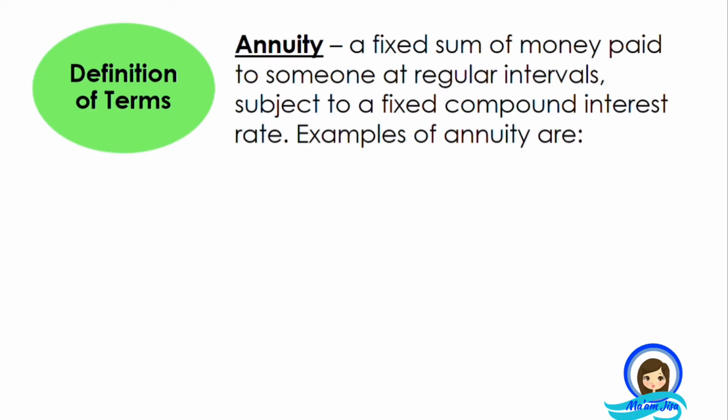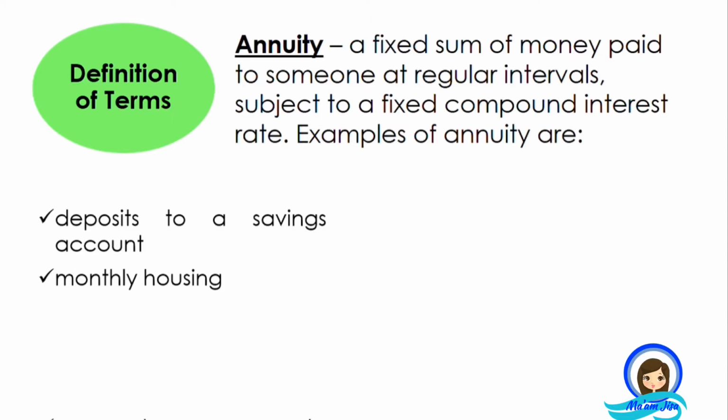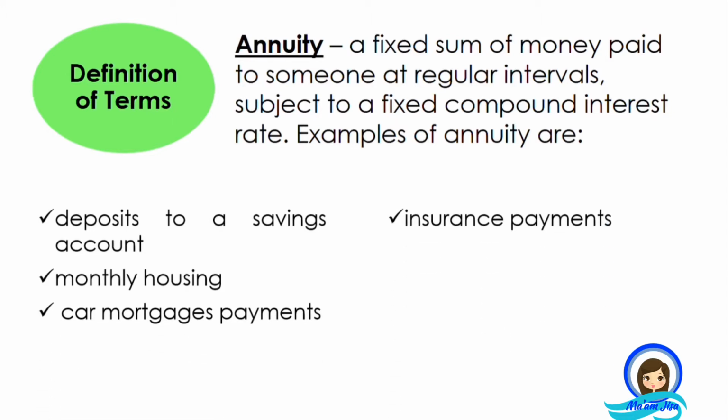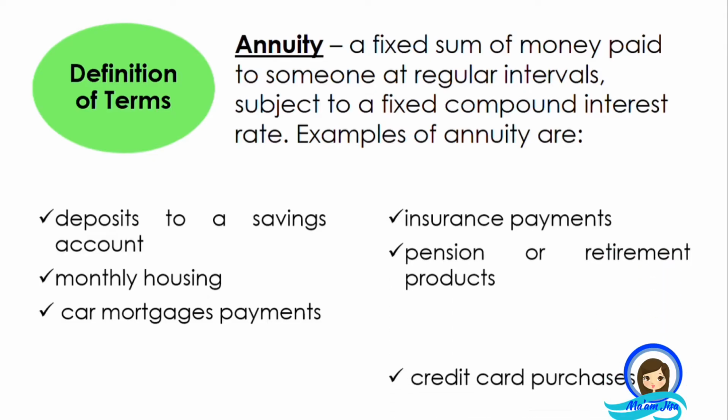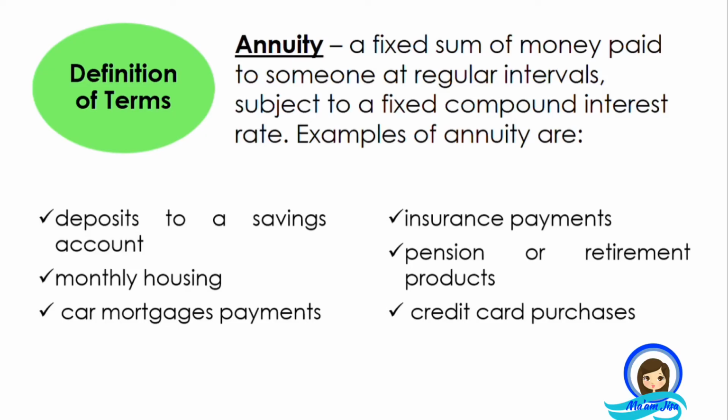Annuity. It is a fixed sum of money paid to someone at regular interval subject to a fixed compound interest rate. Examples of annuity are deposits to a savings account, monthly housing, car mortgages payments, insurance payments, pension or retirement products, credit card purchases, loans and debts, and many more.